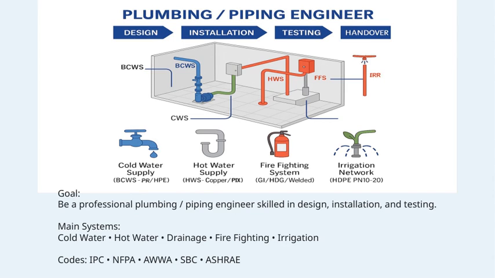The focus will be on becoming a professional plumbing and piping engineer. We'll cover key skills like design, installation, and testing. On this journey, we'll explore the main systems involved, including cold water, hot water, drainage, firefighting, and irrigation. We'll also discuss important standards and codes such as IPC, NFPA, AWWA, SBC, and ASHRAE. So, let's get started and discover what it takes to excel in this vital field.